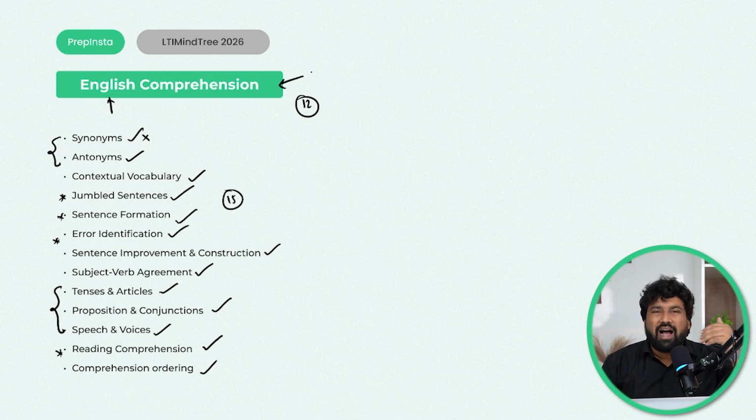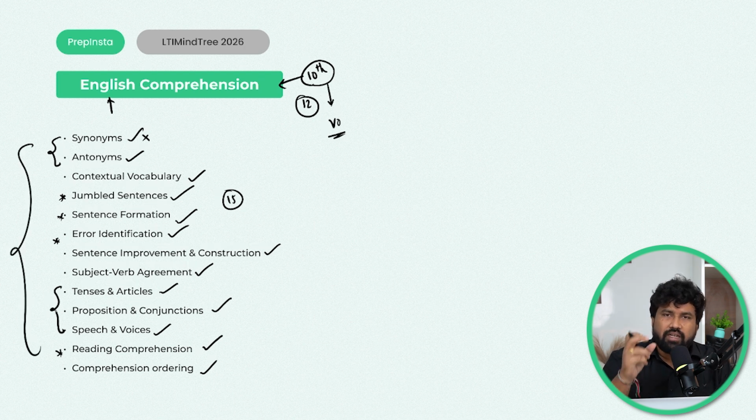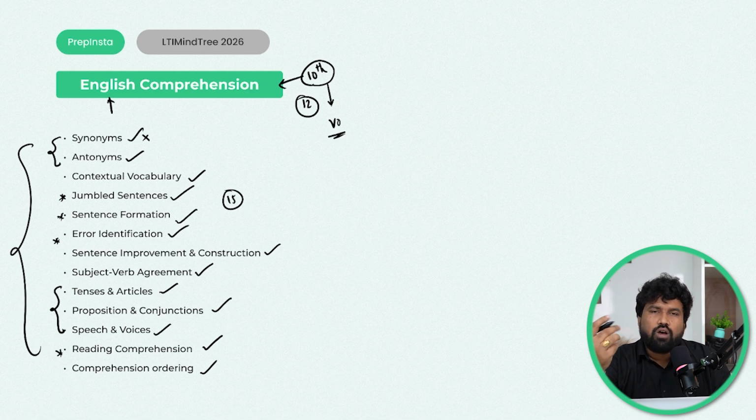And you don't have to be a master in anything. Just learn up to your 10th class grammar and please improve your vocabulary. Then you are good to go and you can easily clear the English comprehension topics. See, all these topics are to test your grammatical knowledge and also your vocabulary. The more synonyms, antonyms and words you know, the easier this will become.